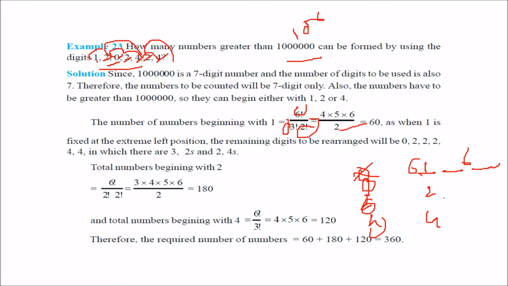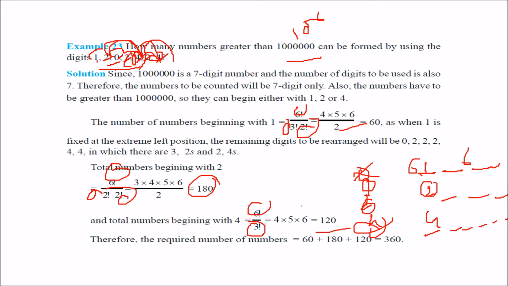Now just fix the first one with 2. Now you are just left with two 2's and two 4's. So factorial 6 by factorial 2, factorial 2. Next, you fix 4 on the first position, then you are left with 6 positions. When you fix 4, you have three 2's, because one 4 you have used, and that will not create any problem here. But three 2's can be arranged in factorial 3 ways. So it will be 120. So add 180, 120 and 60, you'll get the answer.